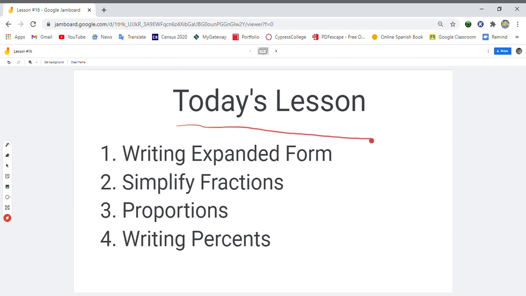Hello, fifth graders. Today we're going to go over how to write an expanded form, how to simplify fractions, how to do proportions, and how to write percentage.